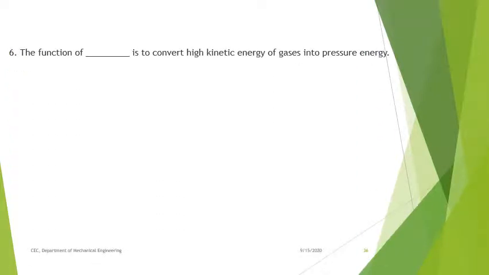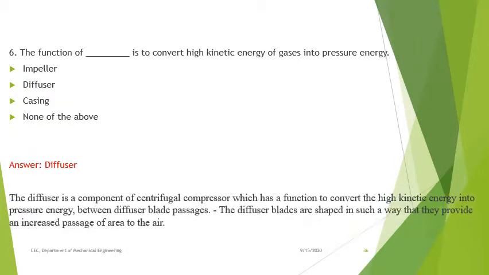The function of dash is to convert high kinetic energy of gases into pressure energy. Impeller, diffuser, casing, none of the above. Answer for this one is diffuser. The diffuser is a component of centrifugal compressor which has a function to convert the high kinetic energy into pressure energy between diffuser blade passages.